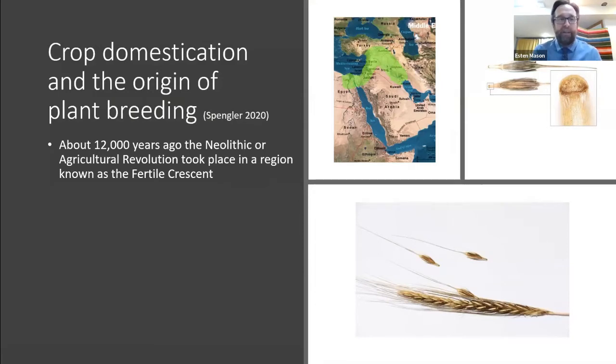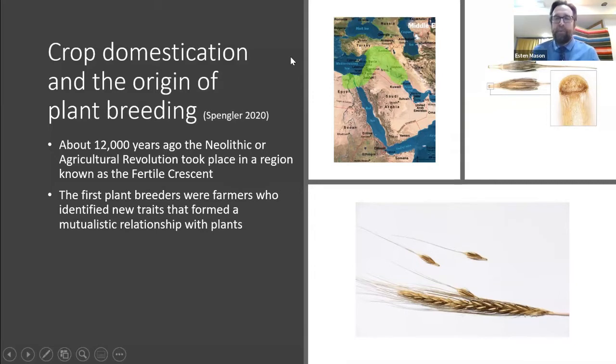there was this Neolithic agricultural revolution that took place in this area known as the Fertile Crescent. And so the first plant breeders were, and Rowan talked about this, but they were farmers, and they started to identify new traits, but it was really more of a mutualistic relationship between the farmers and the plants in their field.